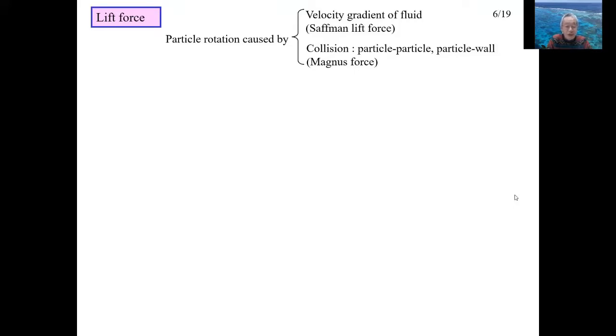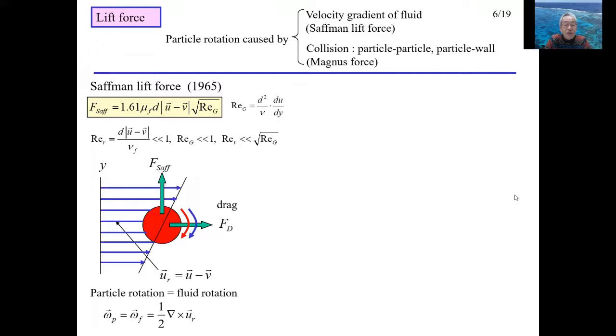In 1852, Magnus derived the force acting on a two-dimensional cylinder rotating in the non-viscous fluid. Now the word Magnus force is used not only for the cylinder, but also for other rotating objects. The lift formula obtained by Saffman is shown in the yellow frame. Below that frame, the conditions for this formula to hold are shown.